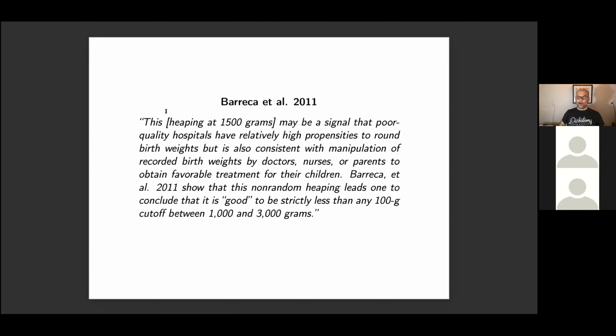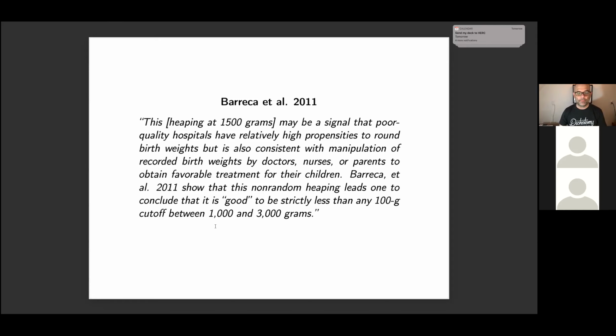Alan Barreca et al. write this. They're a team that critiqued the Doug Almond paper. They say this heaping at 1,500 grams may be a signal that poor quality hospitals have relatively high propensities to round birth weights, but it's also consistent with manipulation of recorded birth weights by doctors, nurses, or parents to obtain favorable treatment for their children. Barreca et al. show that this non-random heaping leads one to conclude that it is good to be strictly less than any 100-gram cutoff between 1,000 and 3,000 grams.